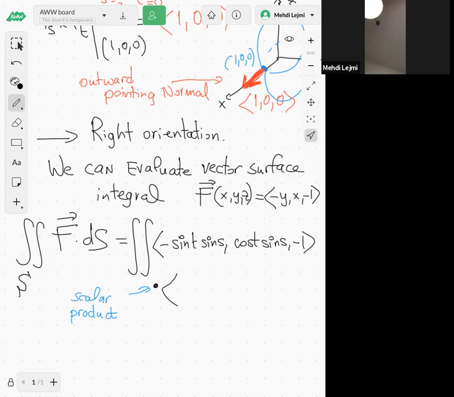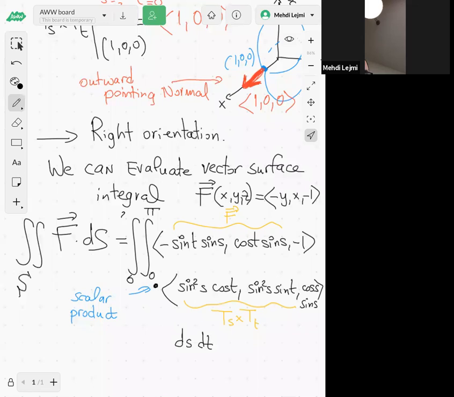So that will be equal to sine square of s cosine of t, sine square of s sine of t, and then cosine of s sine of s, right? So this is my vector field F along the surface S. This is my T_s cross T_t, and then of course the variables here, ds dt, right? So s is between 0 and pi, and t is between 0 and 2 pi, right?